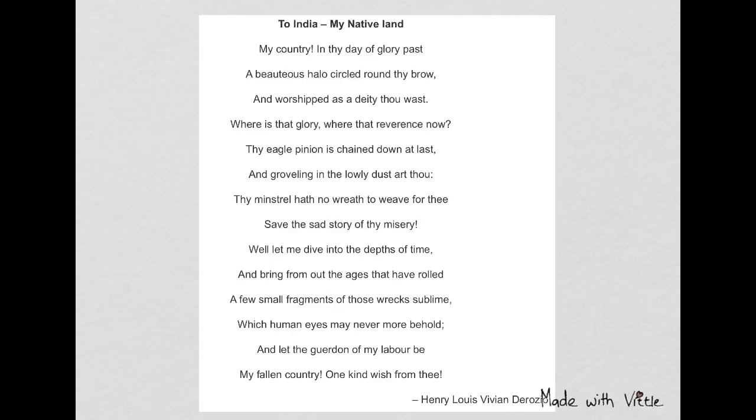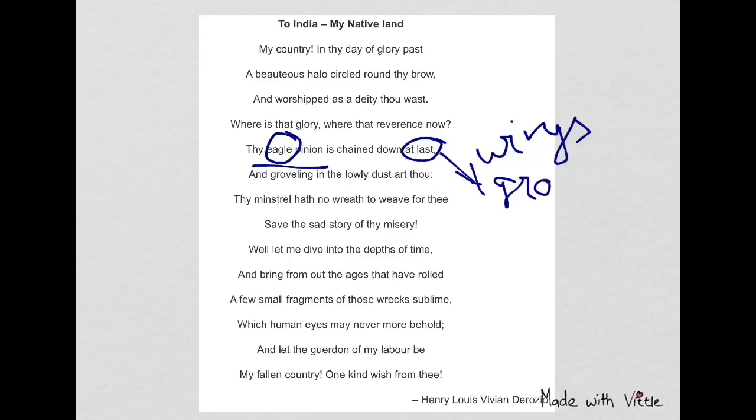As you all know, the eagle is a bird which flies really high in the sky. And eagle pinion means the wings of an eagle. The wings of a big bird. And it is chained down at last. At last means at the ground. So, the bird which used to fly high in the sky is now chained. That means restrained, captured, captivated, and it is rolling over the ground.